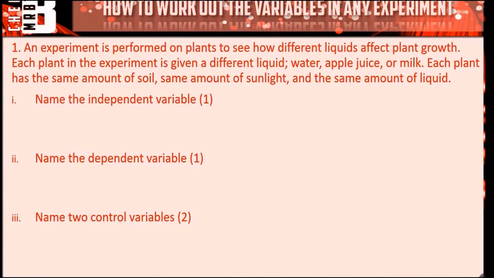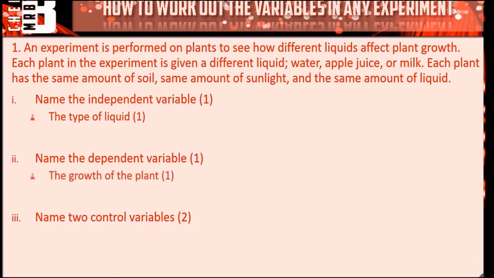Okay, let's go through. So question 1, an experiment is performed on plants to see how different liquids affect plant growth. So the independent variable is changing the liquid. So we're going to have a look at the different type of liquid, and that's going to get you your 1st mark. The dependent variable, the thing that we're measuring, so it's to see how plants grow. So we're going to be measuring the growth of the plant. So the distance the plants grew, anything like that would get you your 2nd mark.